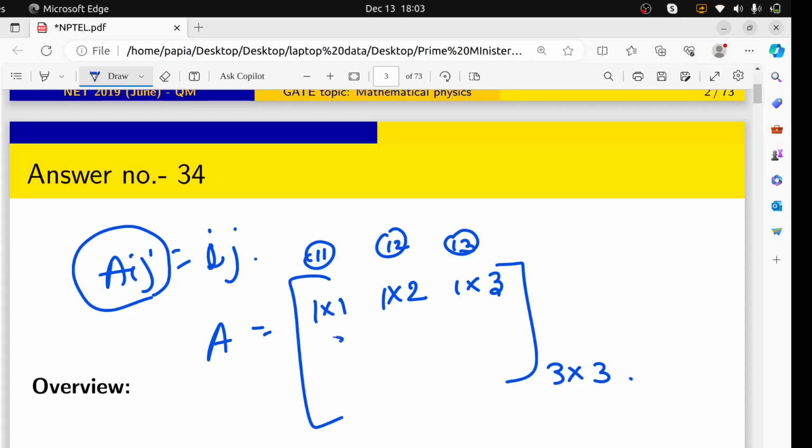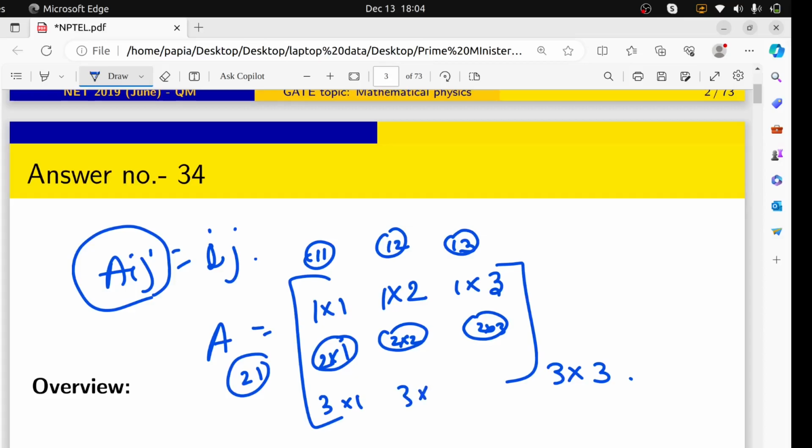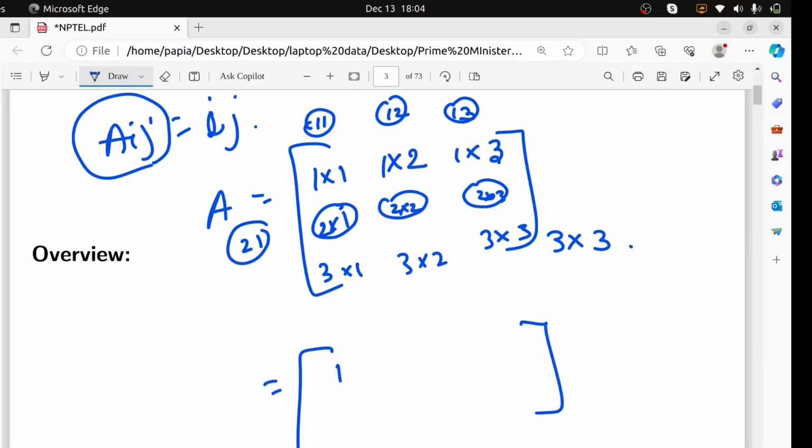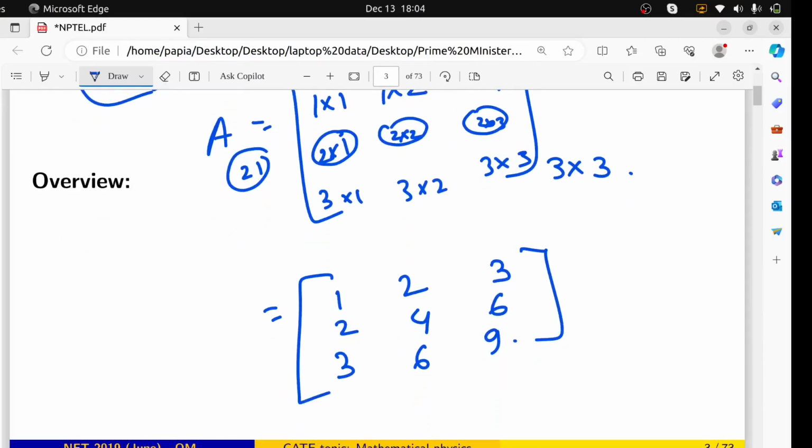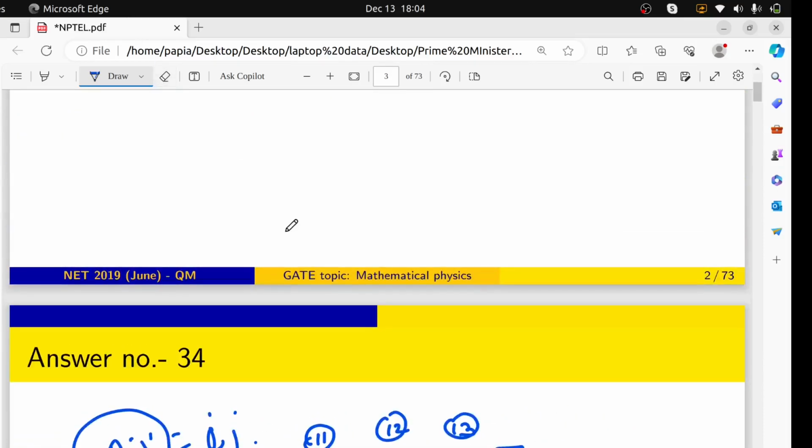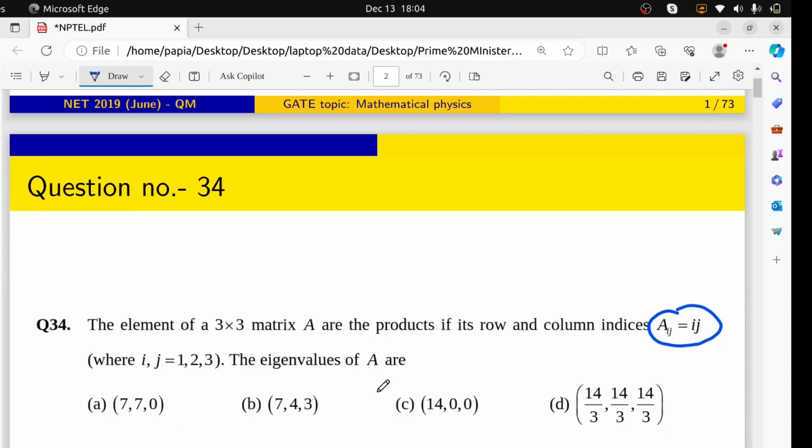Now what will be the value here? You can see the 2,1 element is there, so 2 into 1, then 2 into 2, 2 into 3. Similarly, 3 into 1, 3 into 2, 3 into 3. Right? So if I write it out, it is 1, 2, 3, 2, 4, 6, 3, 6, 9. Now you can see it is nothing but a 3 by 3 symmetric matrix. They are asking what the eigenvalues of A will be.